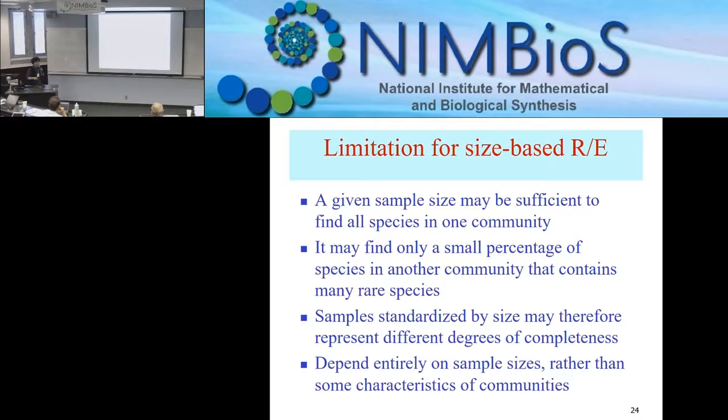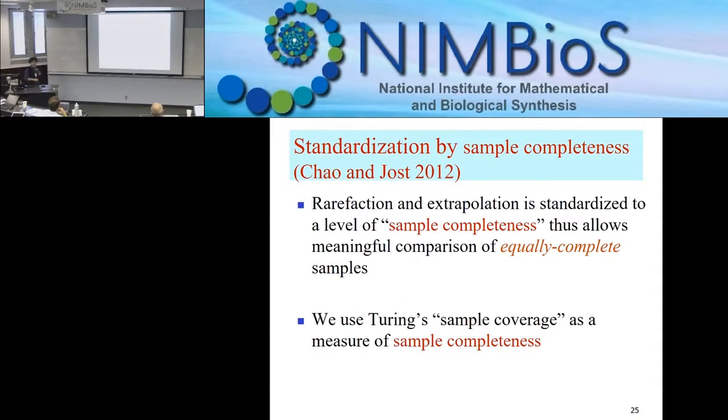So this sample size is just determined by investigators rather than some characteristics of the community. So Lou and I propose using standardization by sample completeness. That is, we compare equally complete samples rather than equally sized samples. But the basic problem is how we quantify sample completeness.